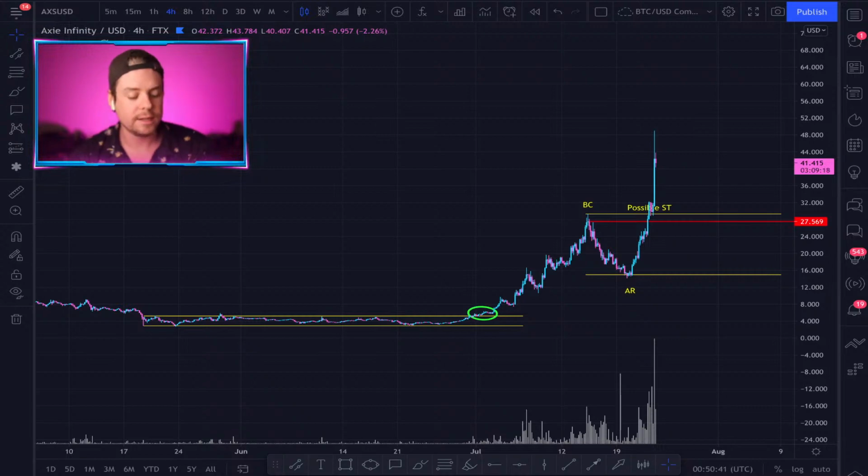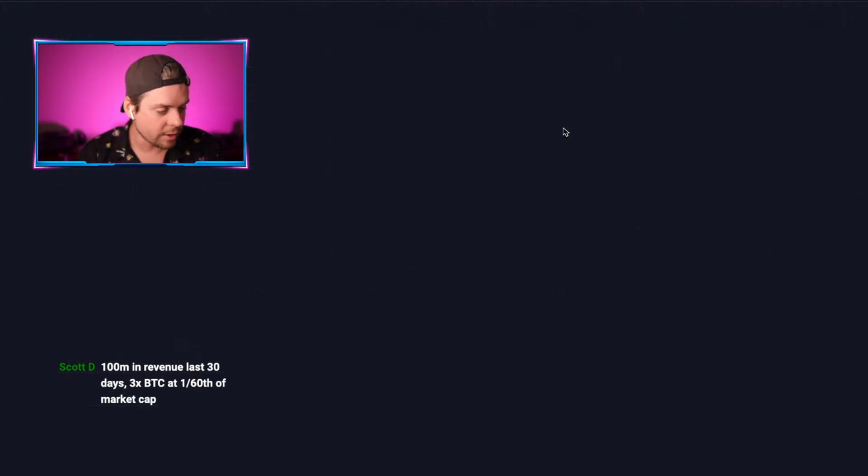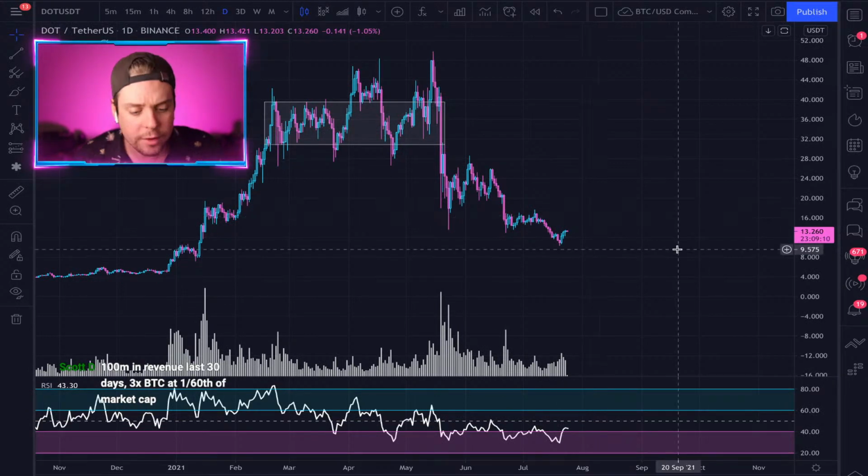Can you take a look at DOT? DOT's another one that's not performing too well. We're in a very severe downtrend on DOT. 100 million in revenue the last 30 days, 3 times Bitcoin and 1/60th of the market cap.